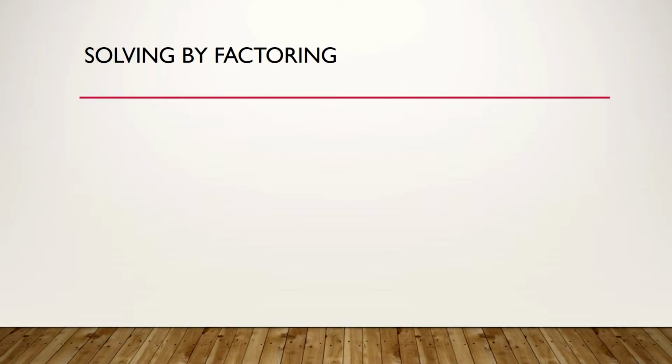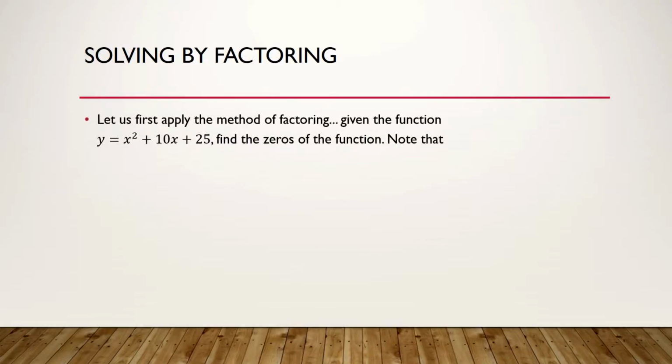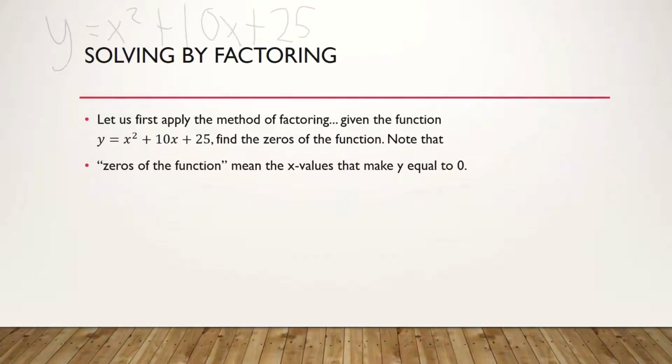Let us first apply the method of factoring. Given the function y = x² + 10x + 25, find the zeros of the function. Note that zeros of the function mean the x values that make y equal to 0. The solution is as follows.